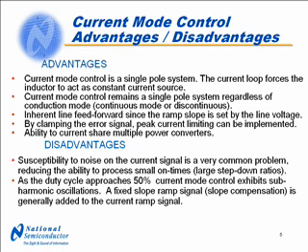The objective of this presentation is not to cover every detail of current mode control, but I would like to list the common main advantages and disadvantages associated with current mode control. Current mode control acts as a single pole system. The measurement of the current forces the inductor to act as a constant current source. Current mode control remains a single pole system regardless of conduction mode, whether the inductor current is in continuous mode or discontinuous mode. There's also what's referred to as inherent line feed forward.